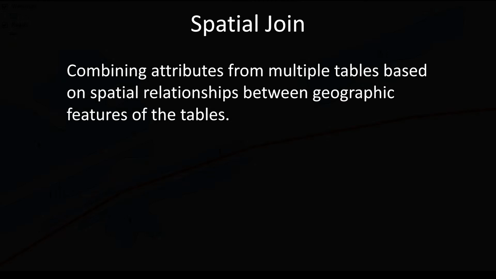Spatial joins are the idea of combining attributes from multiple tables based on the spatial relationships between geographic features of the tables. This idea is best explained visually, as I'll do in the next part of this video.